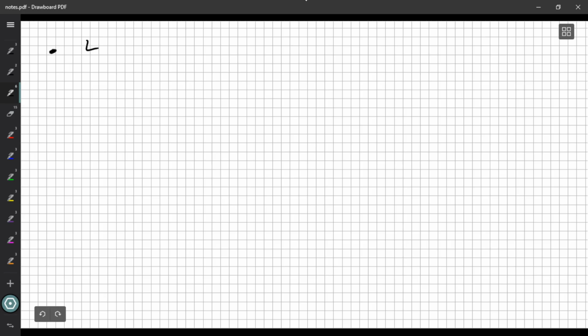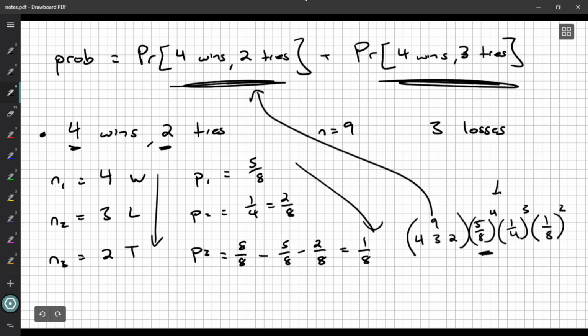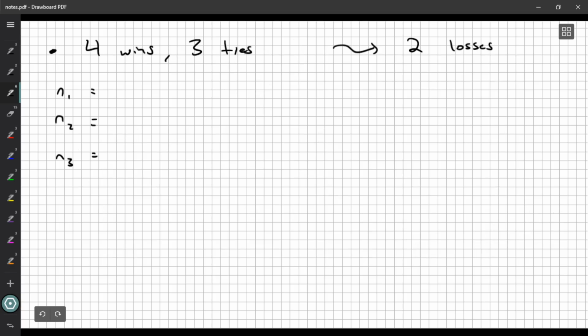Now, what about our other situation? Still want exactly 4 wins, but now it's 3 ties. That adds up to 7, so that's going to be 2 losses. Once again, we'll go win, loss, tie, the same order that the question gave to us, although it doesn't really matter. Multinomial notation doesn't actually care about the order of the bottom numbers. So 4 wins, 3 ties, 2 losses now. Same probabilities, though. And same number of games as well. So 5/8, 1/4 for the losses, 1/8 for the ties.